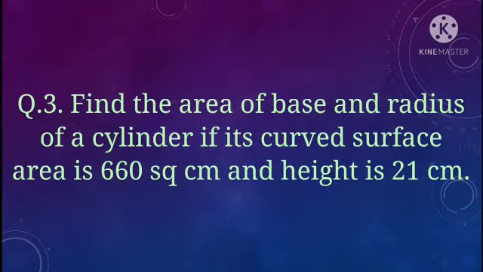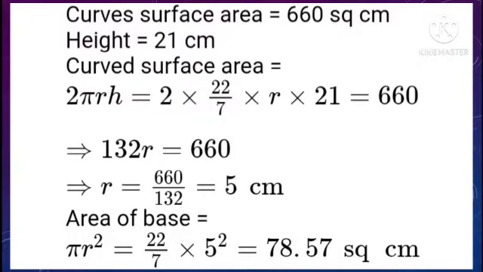Find the area of base and radius of a cylinder if its curved surface area is 660 square centimeter and height is 21 centimeter. Answer: curved surface area of a cylinder is equal to 660 square centimeter. Here the given height is equal to 21 centimeter. We want to find out first curved surface area. So you know the formula: curved surface area is equal to 2 pi r h, that is equal to 2 into 22 upon 7 into r into 21 is equal to 660.